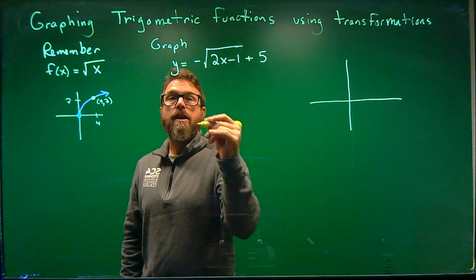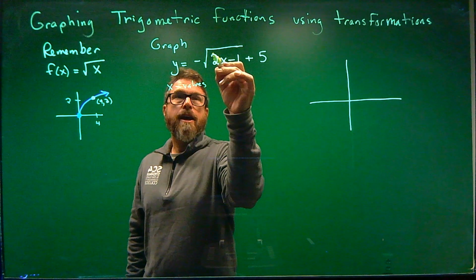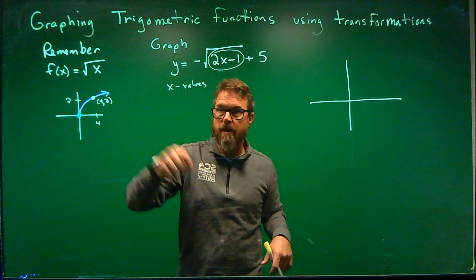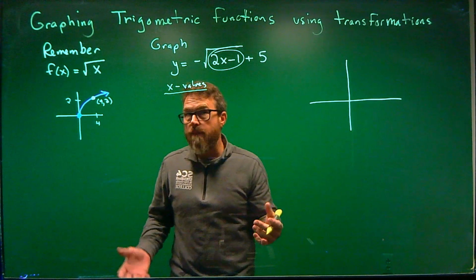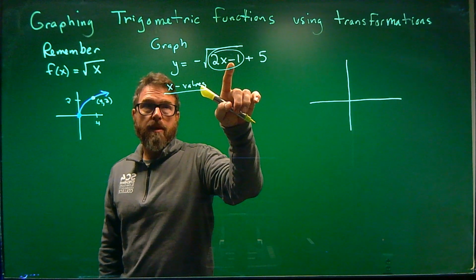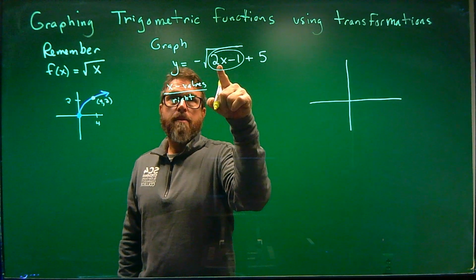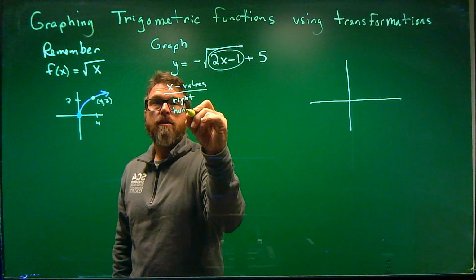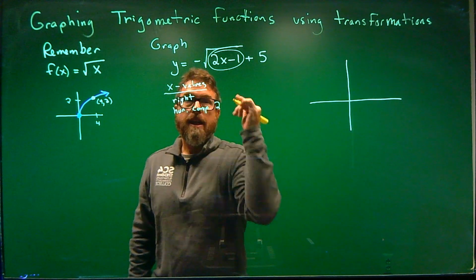Let's start out with the x coordinates. The x values are handled by what's inside the radical. So these are where the x's are manipulated. The way we do the x's is we essentially have to just solve for x. So I'm going to have to add 1, so it's going to go right 1. And then I'm going to have to divide by 2, which means that this is going to be a horizontal compression of 2.